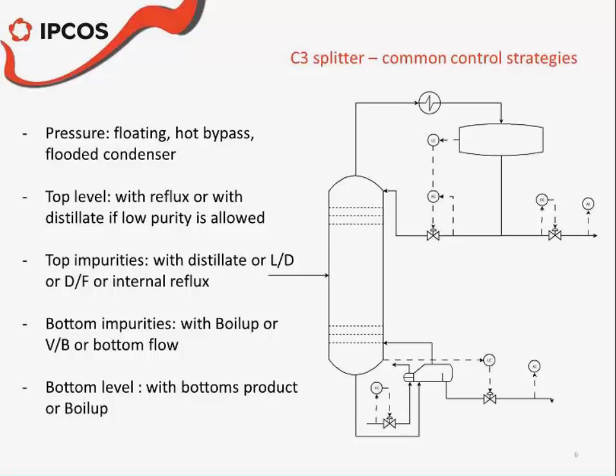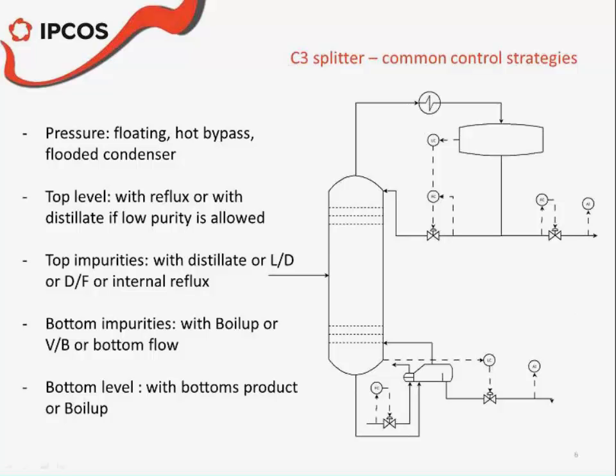And here are some common control strategies for those columns. The pressure can be floating at times when there are real constraints on the condensing part of the column. But as well, you can see pressure being controlled by typical hot bypass control or by flooded condenser control. Then the top level, depending on how big the reflux ratio is, which at the same time depends on how pure you need to get your propylene, you use either reflux or distillate to control the top level.